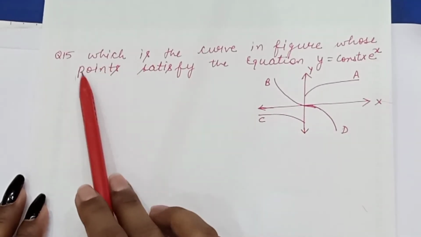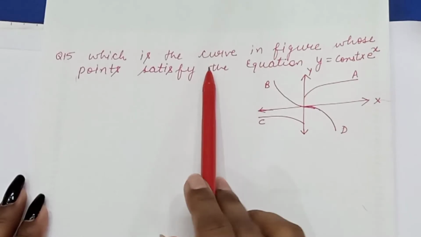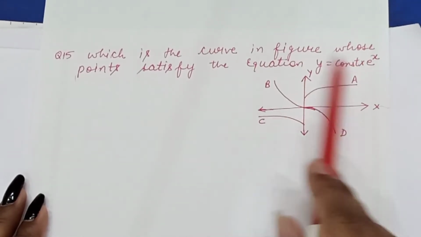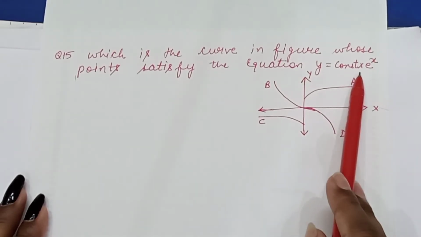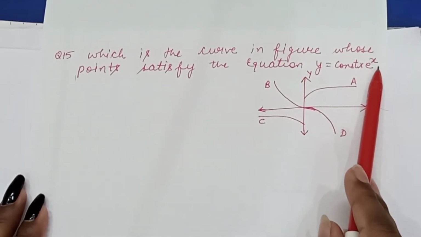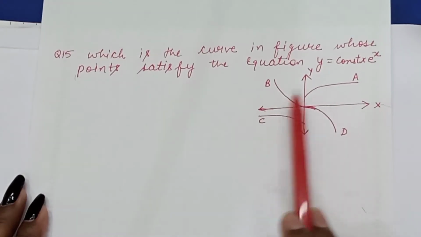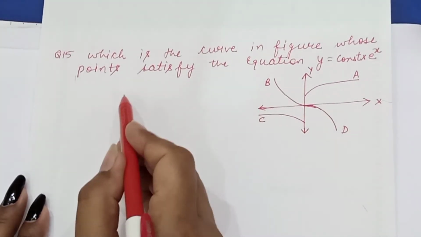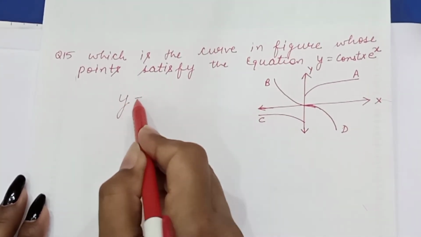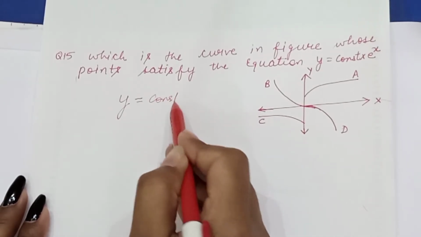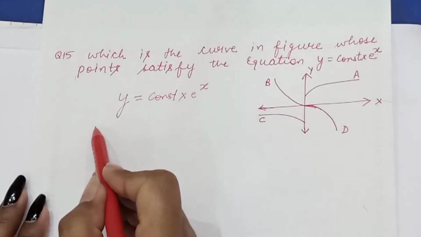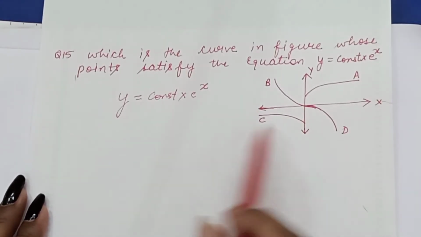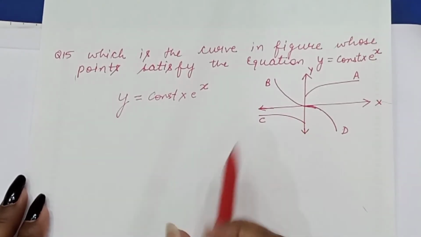Next question is, which is the curve in the figure whose points satisfy the equation y equals constant multiply e to the power x. And this is the figure given to us. As we know, y equals constant multiply e to the power x is given. Okay, now let us compare the value from the graph and the equation.